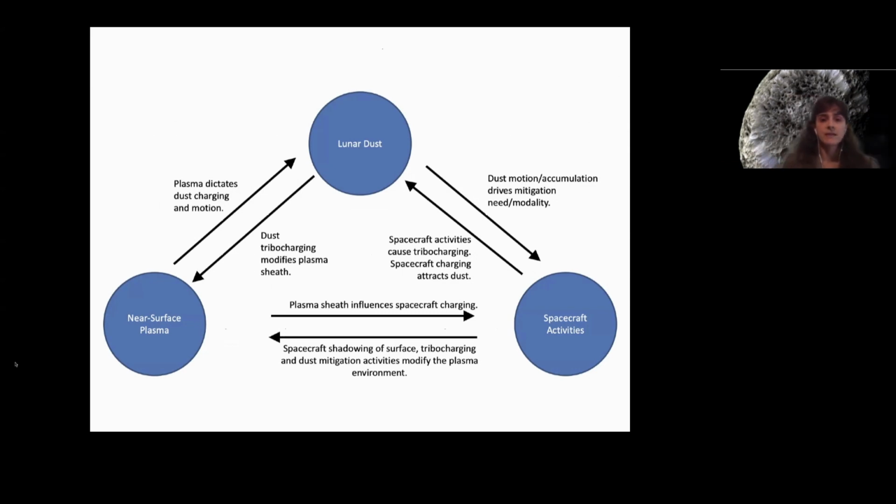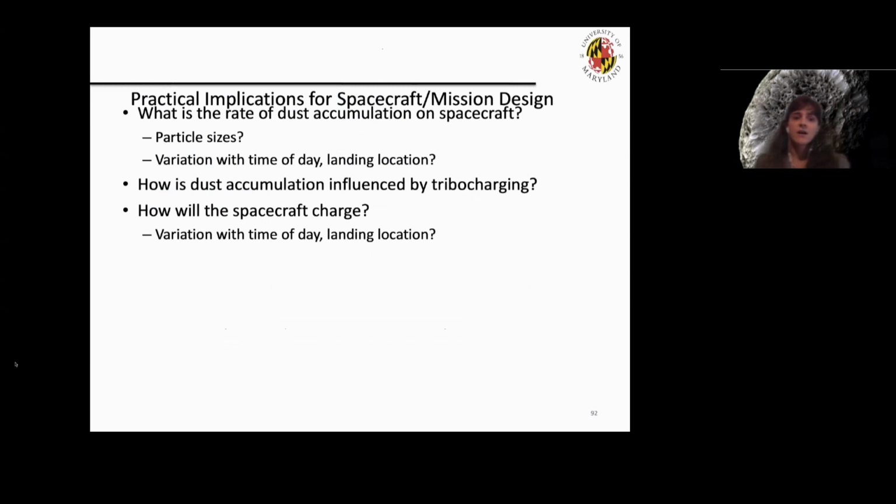So let's go forward one slide. All right, so what is the rate of dust accumulation on spacecraft? If electrostatic lofting and levitation happen, which particles are moving, and are they attracted to our spacecraft due to the shadowing of the spacecraft? Is this a bigger hazard at certain times of day or at certain landing locations, be that near a polar region or if we're near a crater, right? What are the impacts of these variables on the rate of dust accumulation via this mechanism?